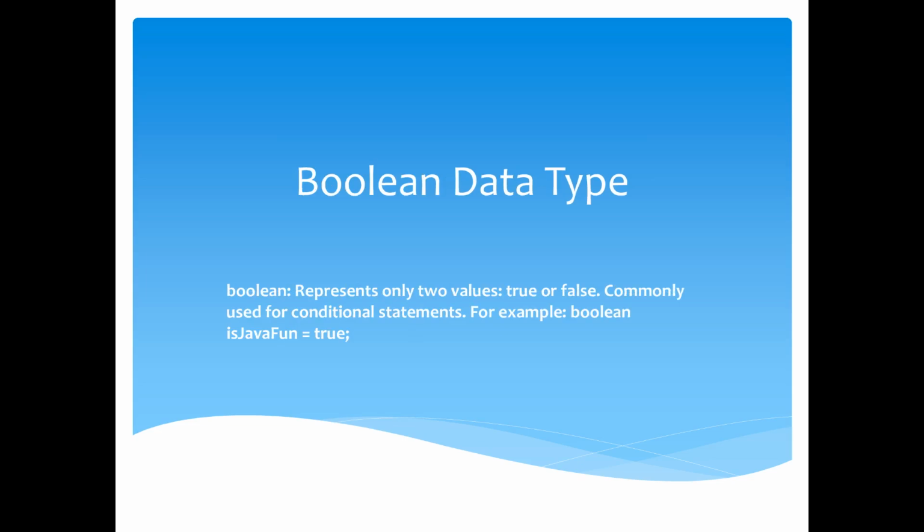Boolean data type. Boolean represents only two values, true or false. Commonly used for conditional statements. For example, boolean isJavaFun = true.